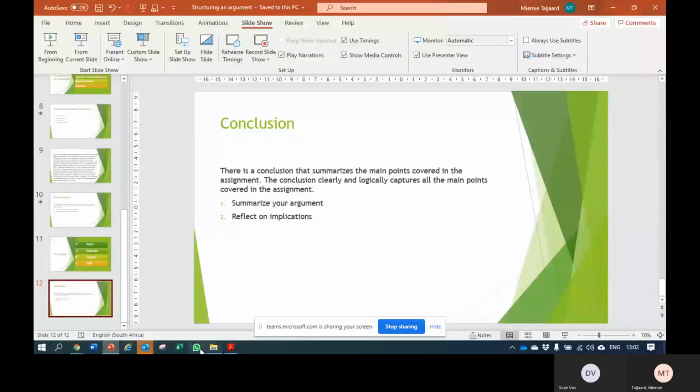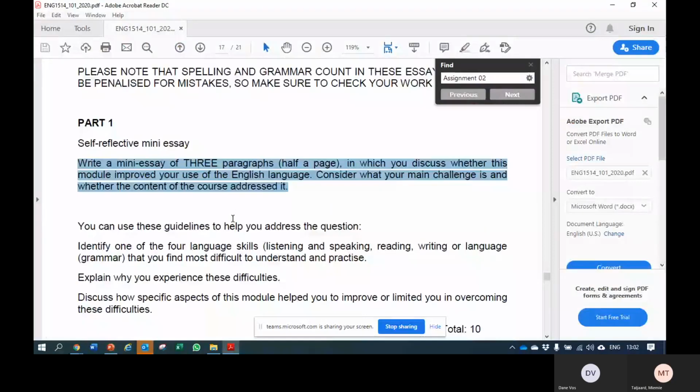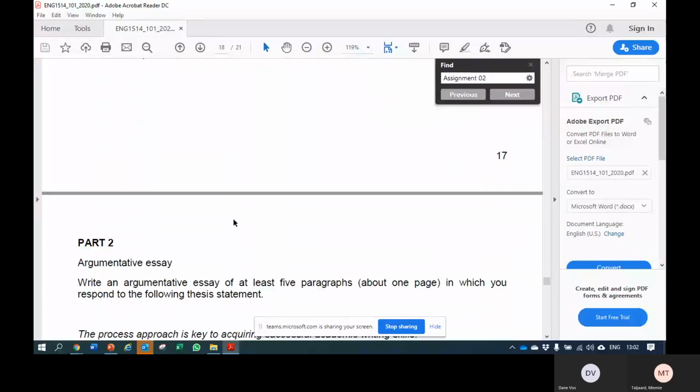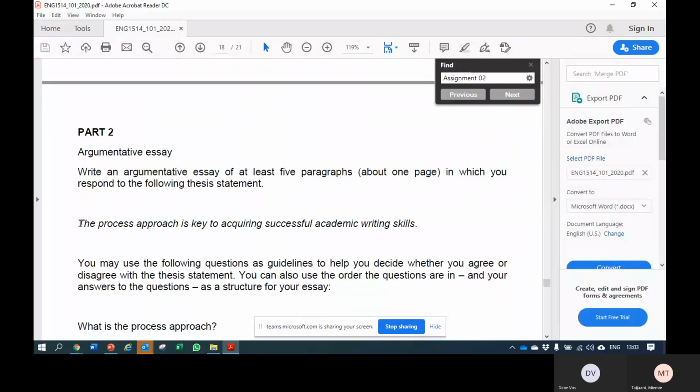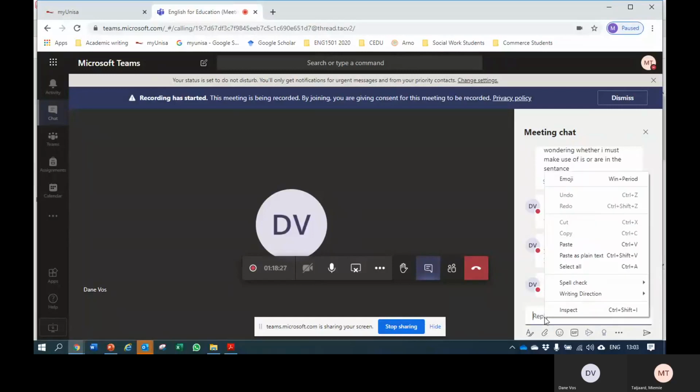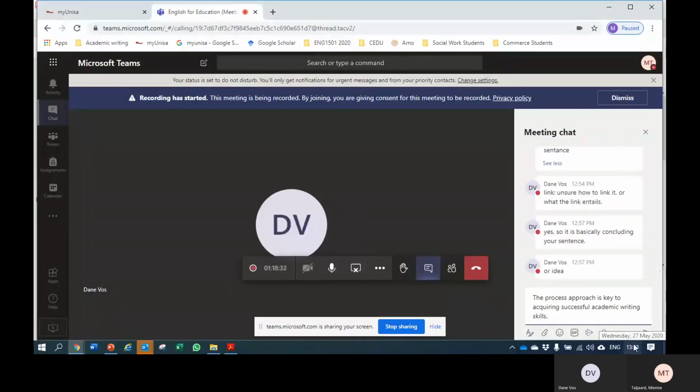I want us to go to the main task, because you have a mini essay. Then write an argumentative essay of at least 5 paragraphs, about 1 page, in which you respond to the following thesis statement: The process approach is key to acquiring successful academic writing skills. And I think we have time so that we can actually do the same exercise with this as well. Again, you don't work with headings, but how are you going to approach this?